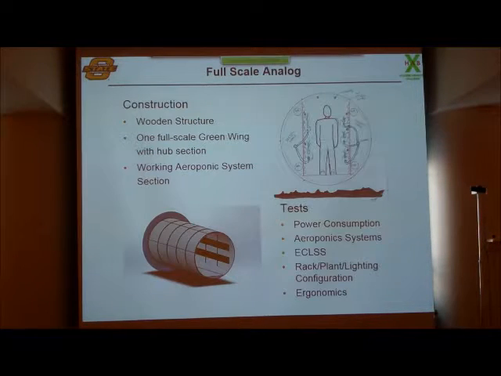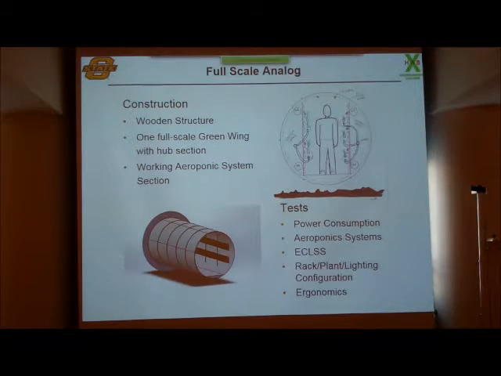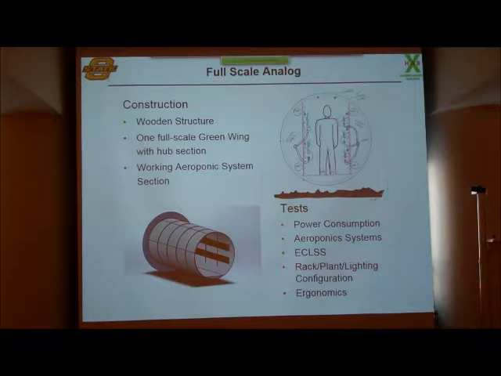Okay, so moving on to the full-scale analog. The full-scale analog will be non-deployable. It'll be one entire green wing with a section of the central hub to demonstrate system placement. We'll also include a working aeroponic section to grow test plants.